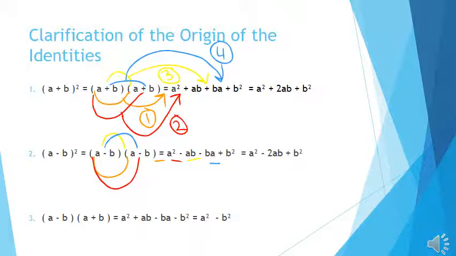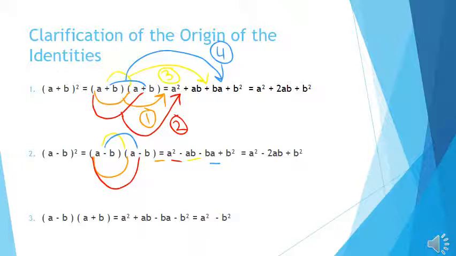Now, if we go through the expanding process, (a + b)² is equal to (a + b) multiplied by (a + b). At first, a multiplied by a will give us a². Then a multiplied by b will give us ab. Now, b multiplied by a will give us ba, and b multiplied by b will give us b². a² + ab + ba + b² will give us a² + 2ab + b². So the identity is verified.